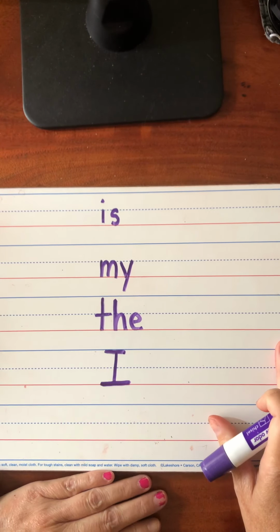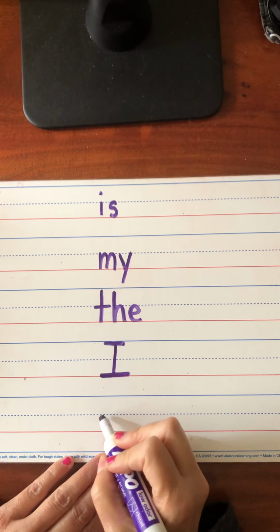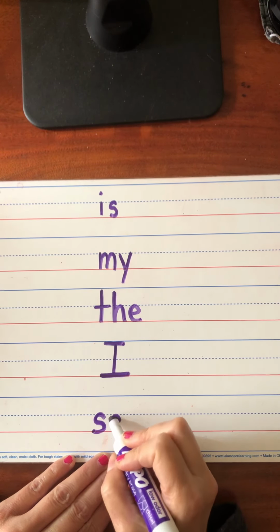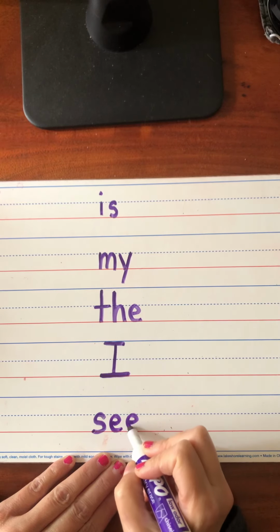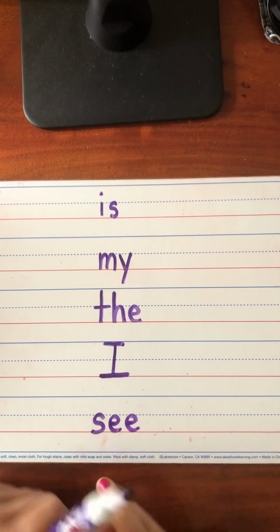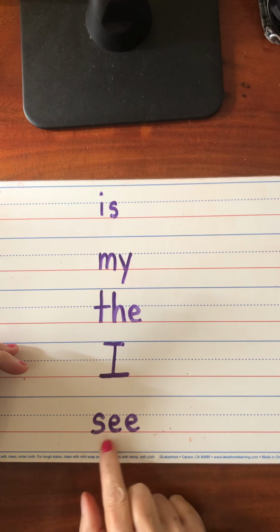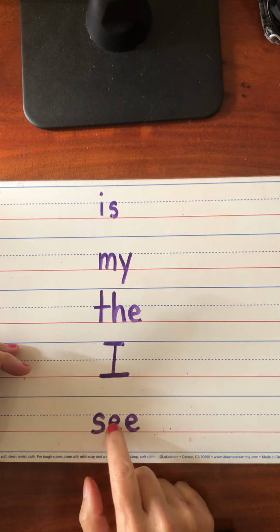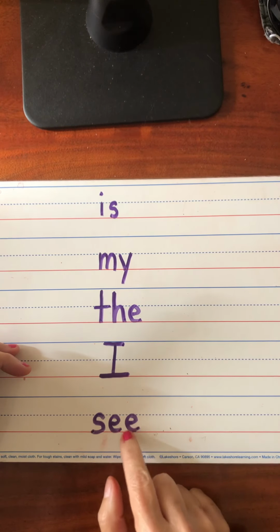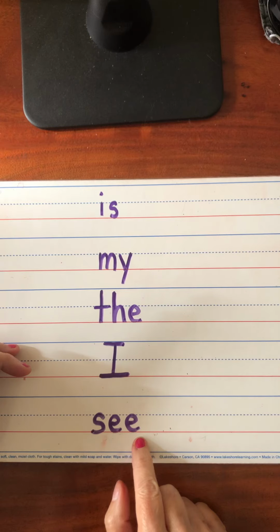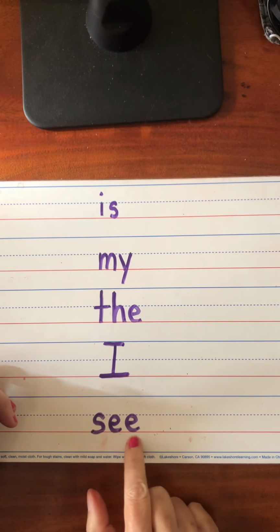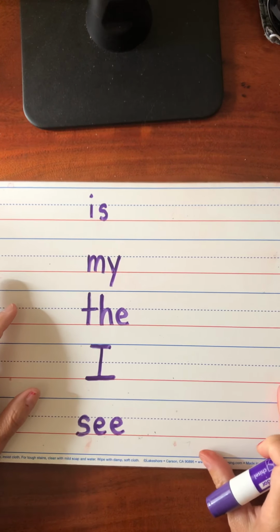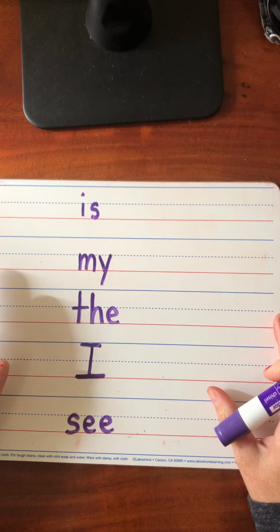Okay, new word. S-E-E. S-E-E. What is the word? See. Let's trace it. S-E-E. See. How many letters did you say? 3 letters. Okay, one more word on our purple word list.